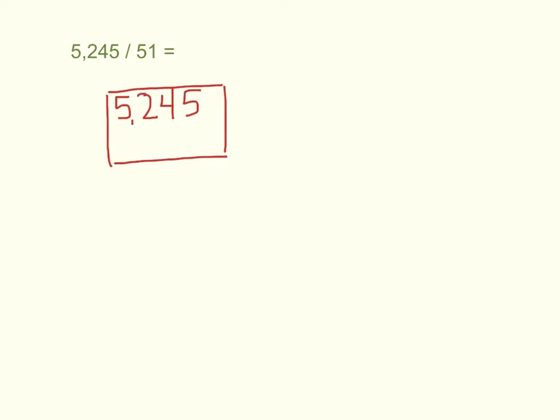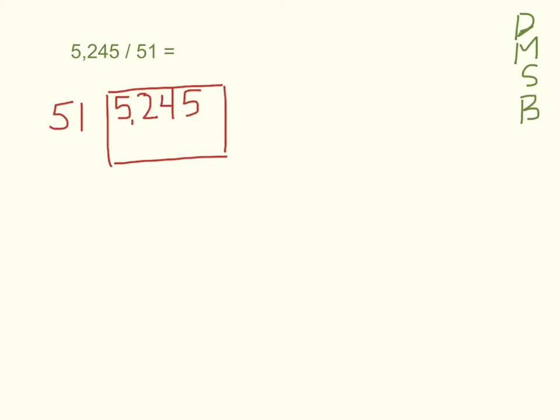5,245. The number you're dividing by goes outside of the box. If you find it helpful and you want to write small off to the side on your paper, the division algorithm, you can. It's totally up to you. So you should have 5,245 divided by 51.